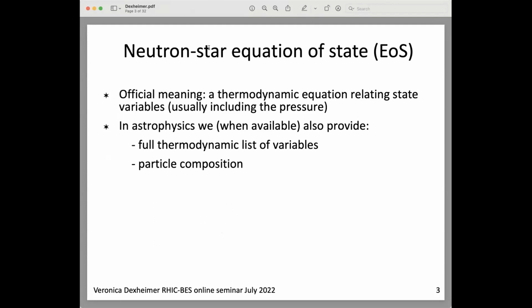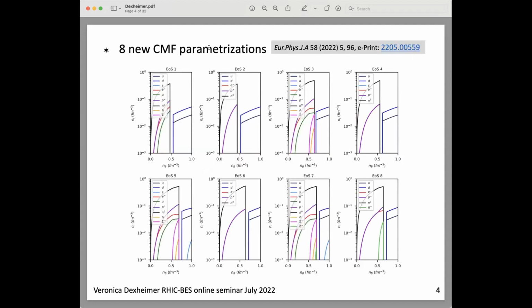So although the equation of state, the official meaning of the word, is just a thermodynamic relation between different quantities, usually, at least in astrophysics, that means pressure and energy density. It has got a much larger meaning recently. For example, people try to provide a full thermodynamic list of variables, and an important ingredient is also the particle composition. For example, these are some new parametrizations of the chiral field model that my student Alex Clevenger recently completed and made available in the CompOSE database that I will discuss later.